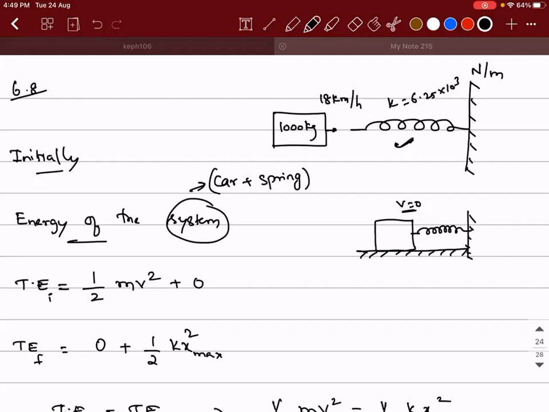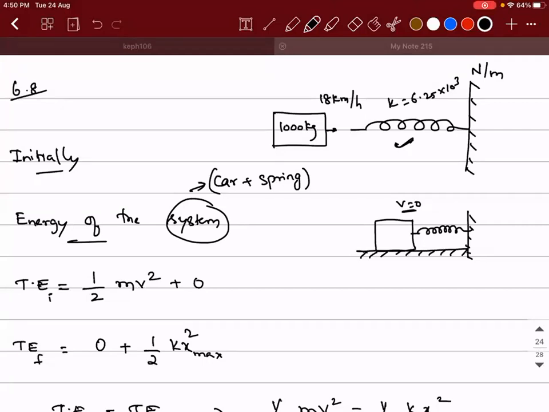Sir, why is total energy equal to the kinetic energy of car plus potential energy of spring? Because it's a system. System means whatever you are trying to study. Here it is a two object system. One is car and the other is spring.